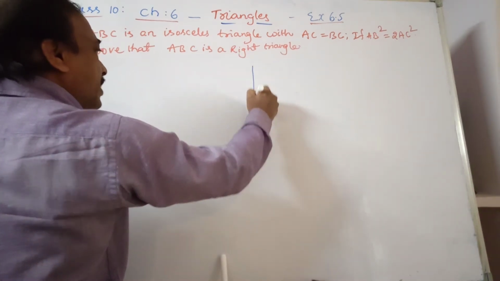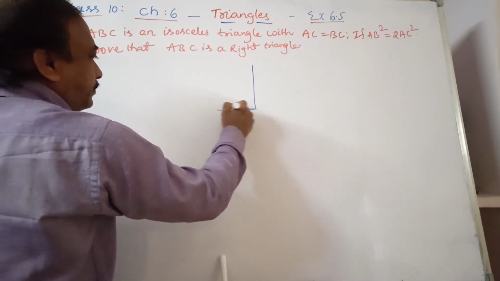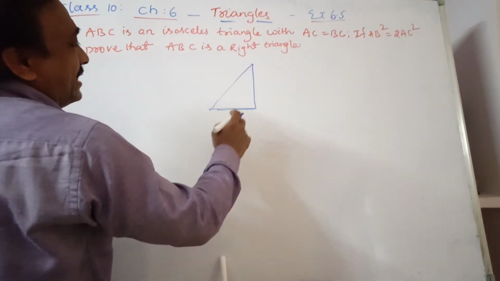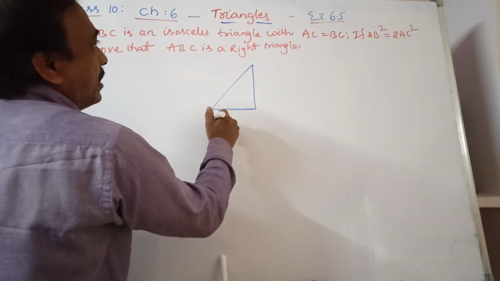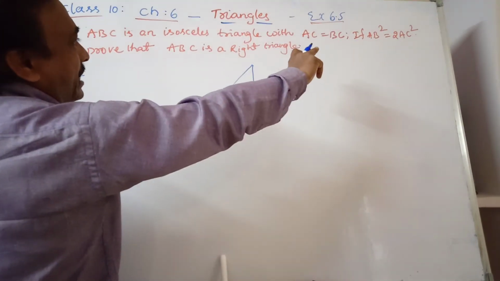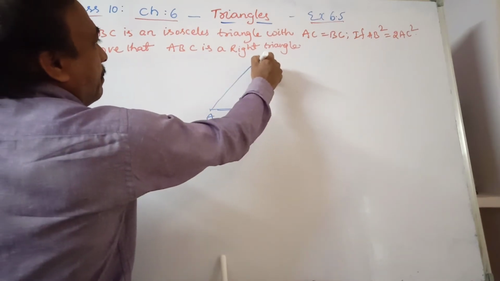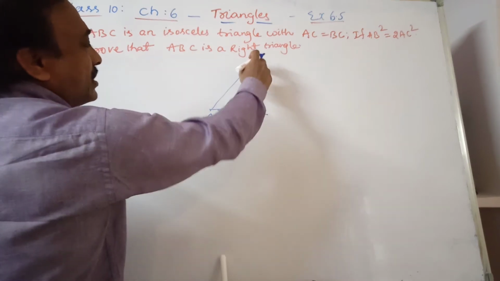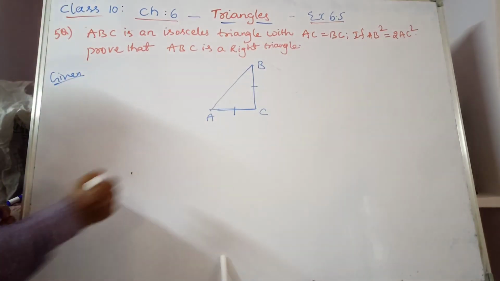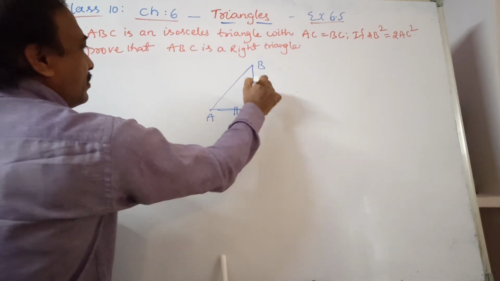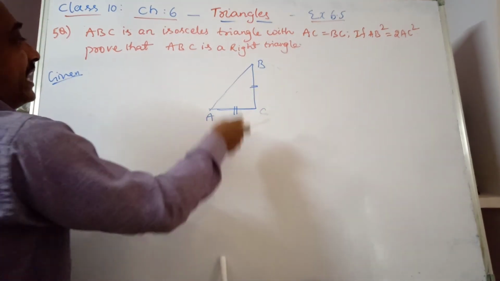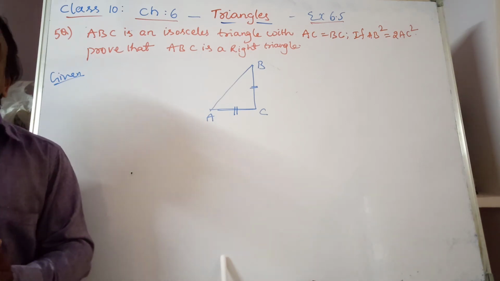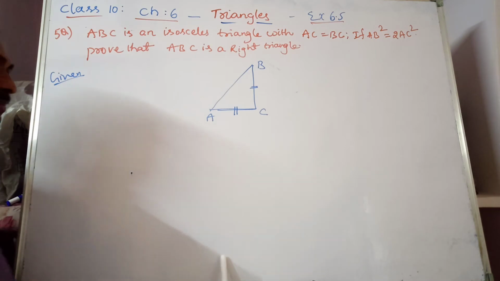Let us see that. So this is a triangle ABC, in that AC is equal to BC. What is given? AC is equal to BC. That is given in the question. These two sides are equal. Now we have to prove that it is a right triangle. It's a right triangle means how to prove? One of the angles must be 90 degrees.